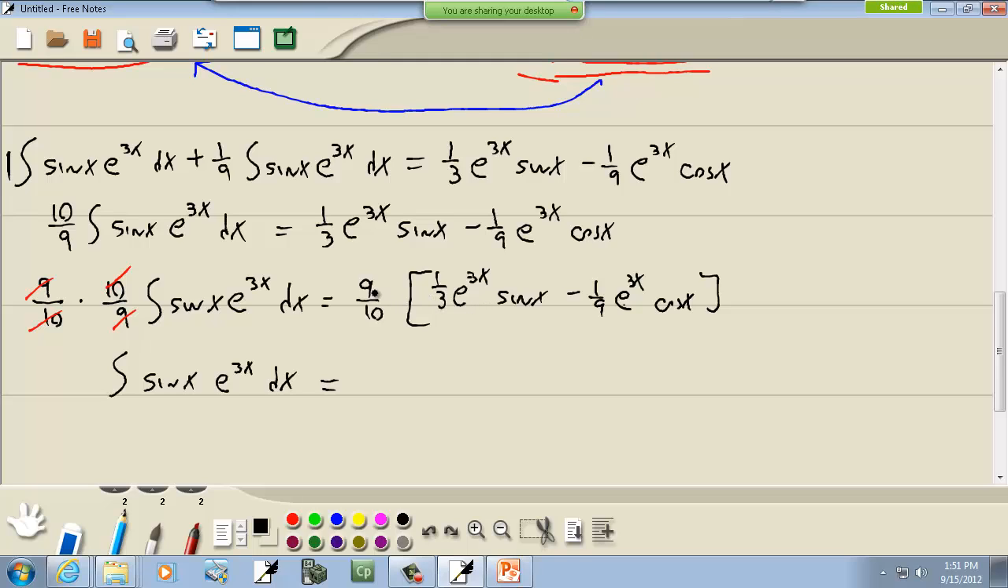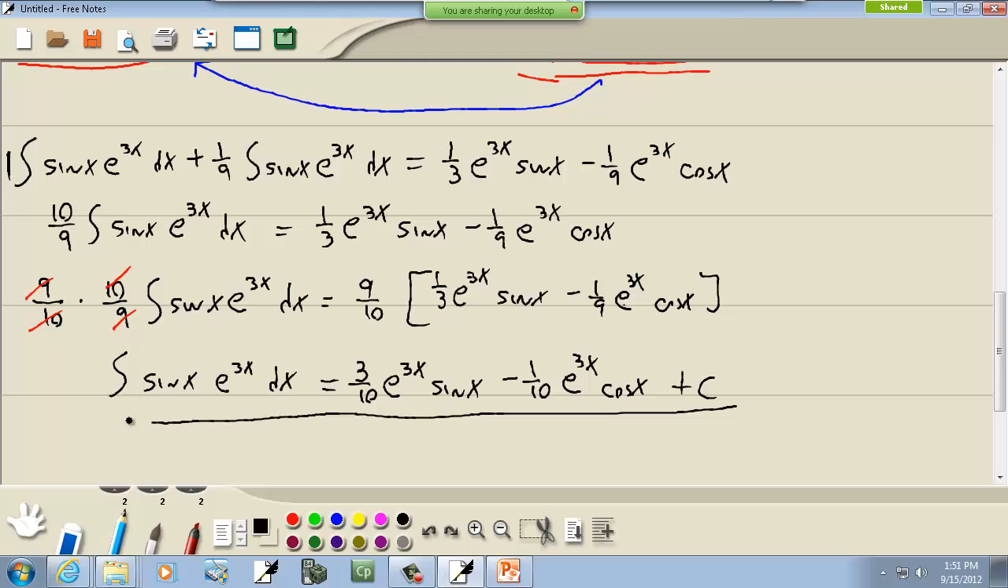Now if I multiply that through, the 9 and the 3 here, that gives me 3/10 e to the 3x sine x. If I multiply this fraction times that, the 9s would cancel, and we got minus 1/10 e to the 3x cosine x. And now here at the very end, I'll add on my plus c. And that would be our answer.